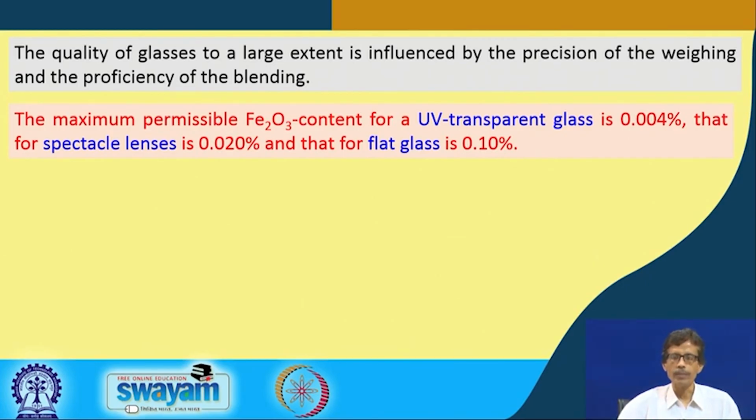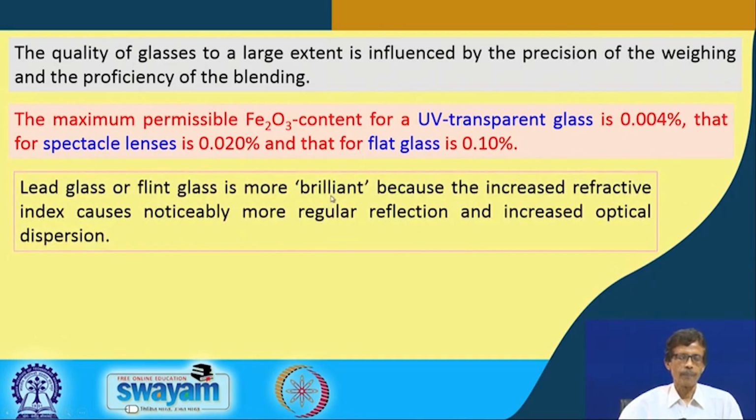Apart from all the other materials we mix together, the Fe2O3 content is just 0.004%, and that will give you a very good quality of UV transparent glass. If we want to make spectacle glasses, the reading glasses, in that case it can go up to 0.02%. And for another variety, known as flat glass, it goes up to 0.1% of Fe2O3 content.